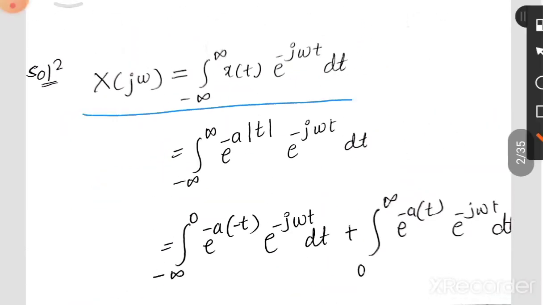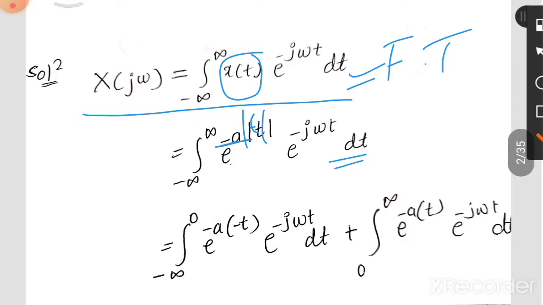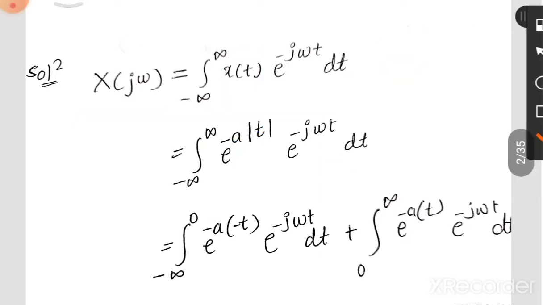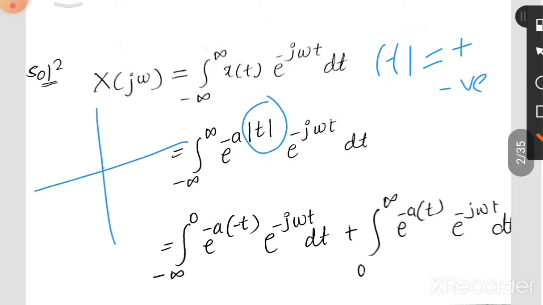Now we take x of j omega equal to, this is the formula of a Fourier transform, and in the place of x of t we substitute e raised to minus a into modulus t, and e raised to minus j omega t dt as it is. As we have said, this modulus of t represents the positive as well as the negative side. Therefore, you have two sections, from minus infinity to 0 and 0 to plus infinity.